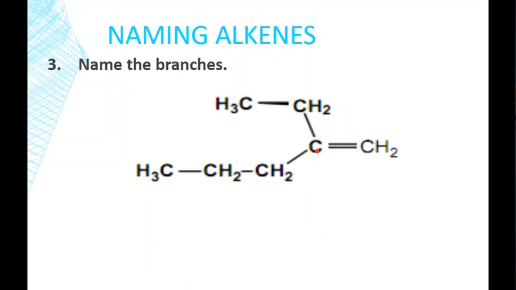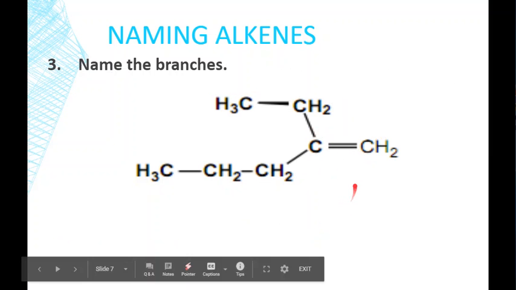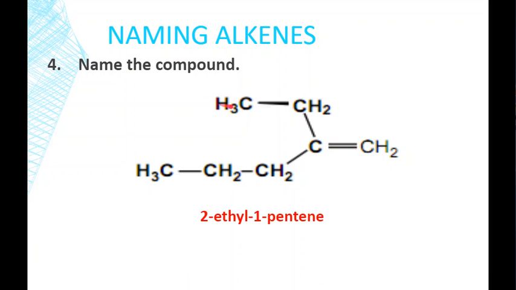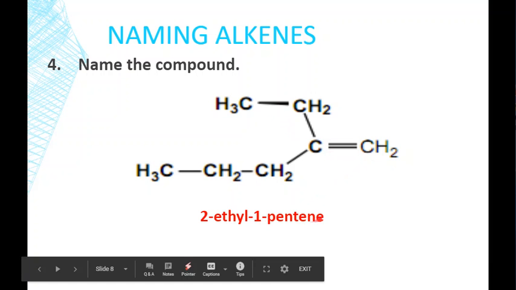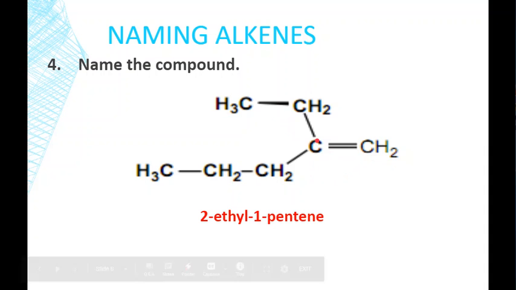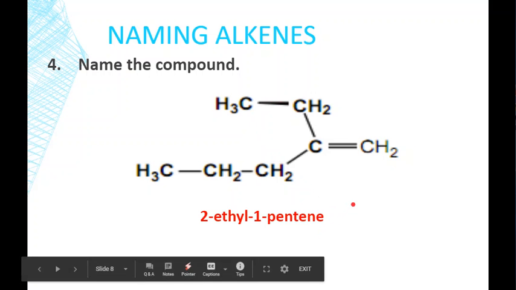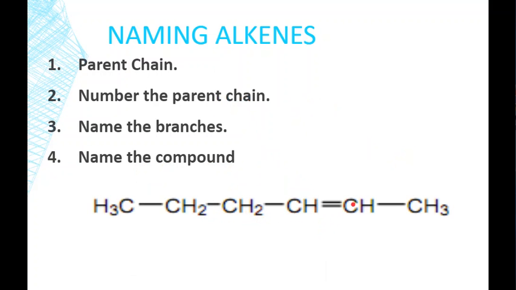But now I have a substituent on the second carbon. So how am I going to do that? On the second carbon, there's an ethyl. Why ethyl, Ms. Osman? Because it has 2 carbons. So the 1 pentene is the chain. Okay, and then on the second carbon, there's an ethyl. So I say 2 ethyl, 1 pentene. Okay, so the rules are name the parent chain, number the parent chain, name the branches, name the compound.